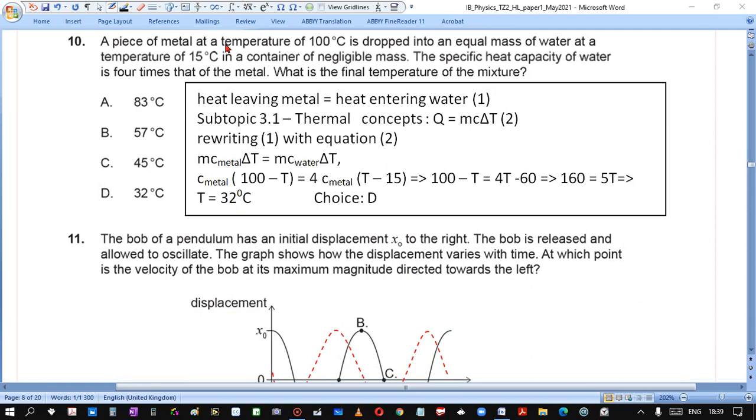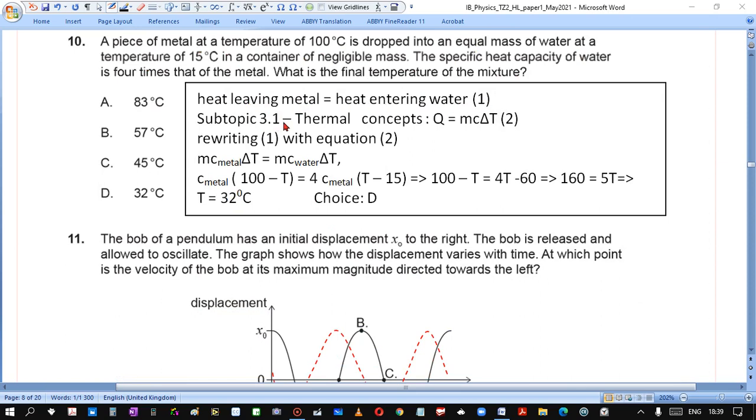A piece of metal at a temperature of 100 degrees Celsius is dropped into an equal mass of water at a temperature of 15 degrees Celsius in a container of negligible mass. The specific heat capacity of water is 4 times that of metal. What is the final temperature of the mixture? Heat leaving metal equals heat entering water.